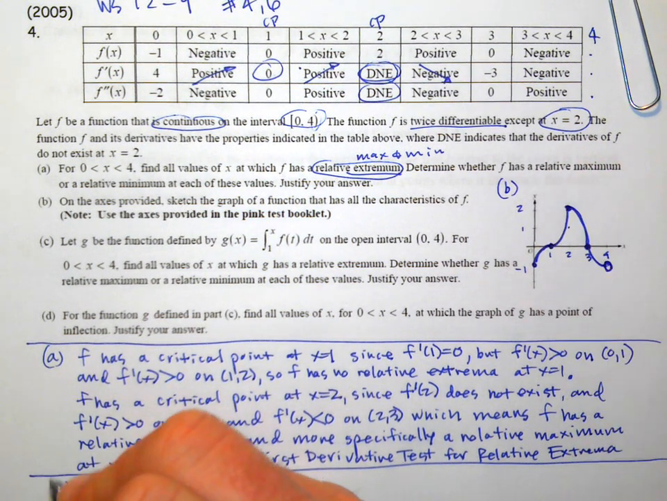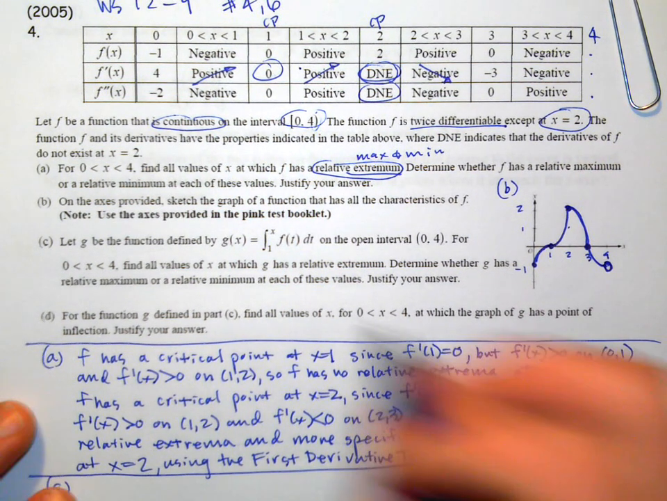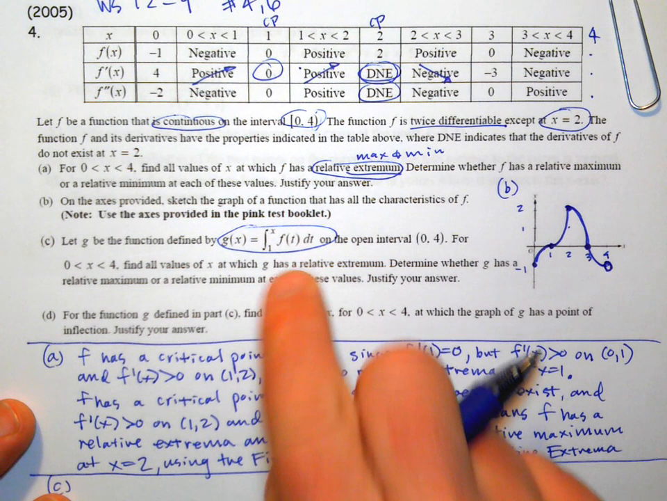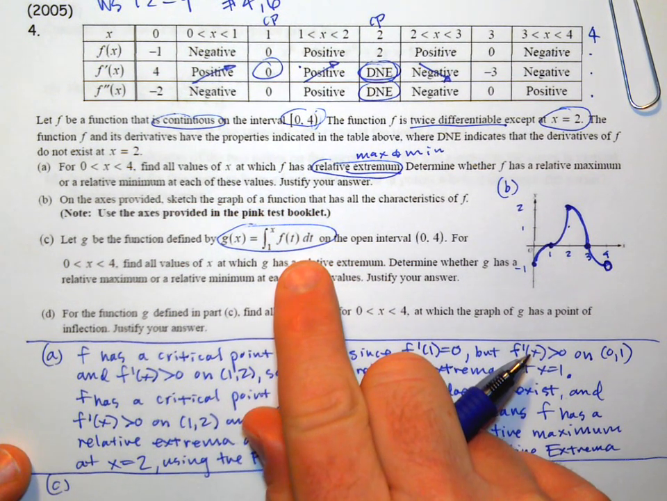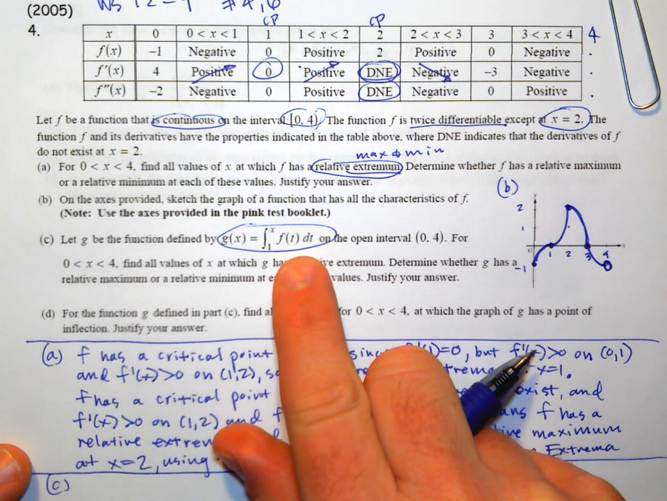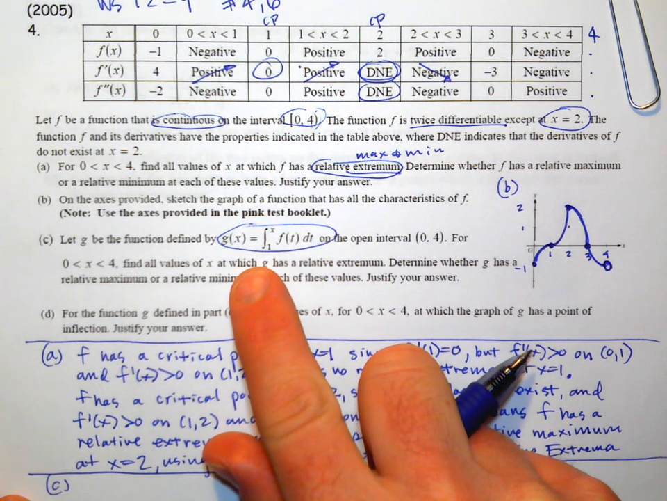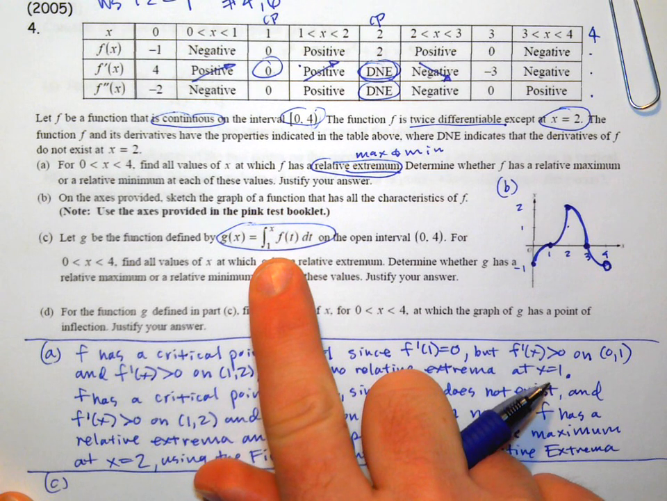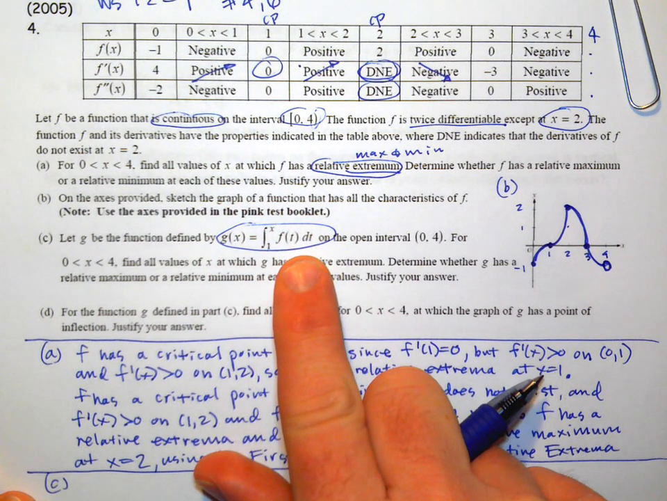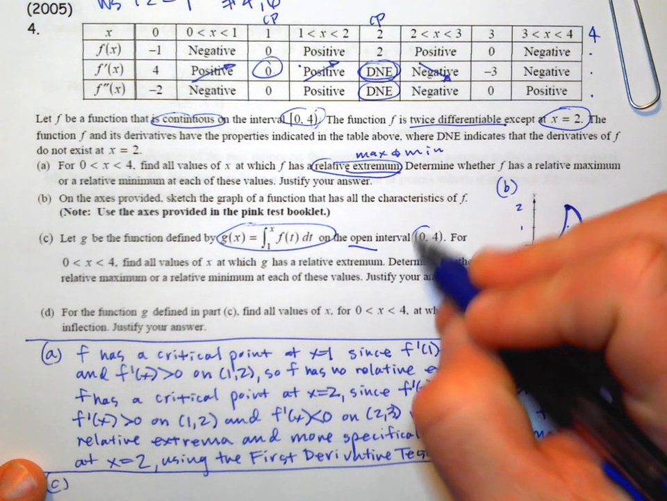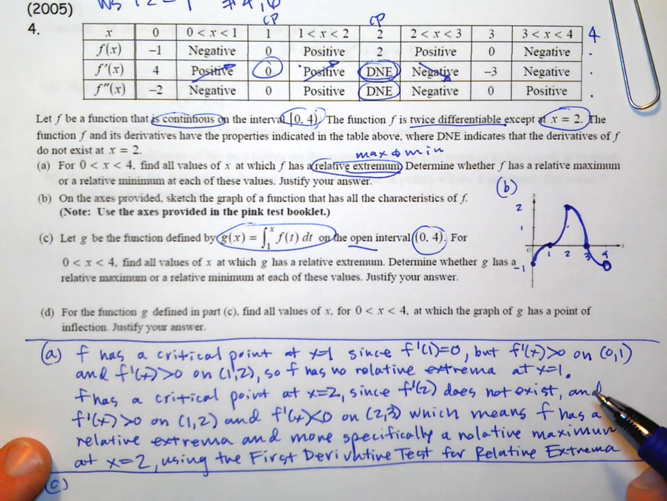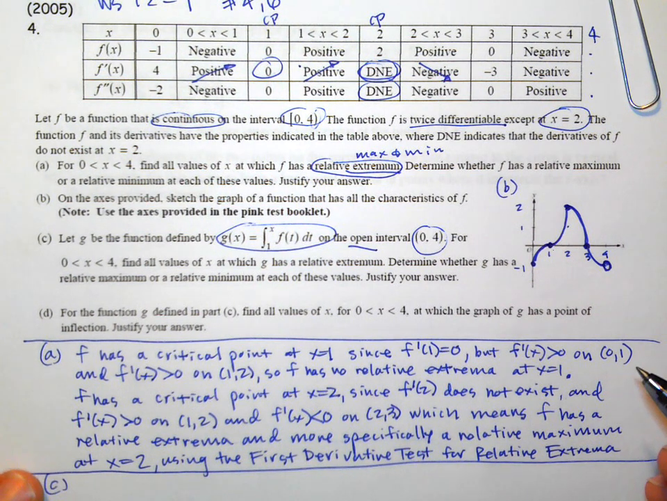Part C says let G be the function G equals the integral of f. Now, right when you see this, you should be like, oh, I know what's going to happen. G prime is going to equal f. So f is going to equal G prime. All right, have we seen that enough? Our function is defined as the integral of another function. We'll see what happens on open interval, 0 to 4. For 0 to 4, find all the values of x at which G has a relative extremum. Determine whether G has a relative max or relative min at these values, justify answer.